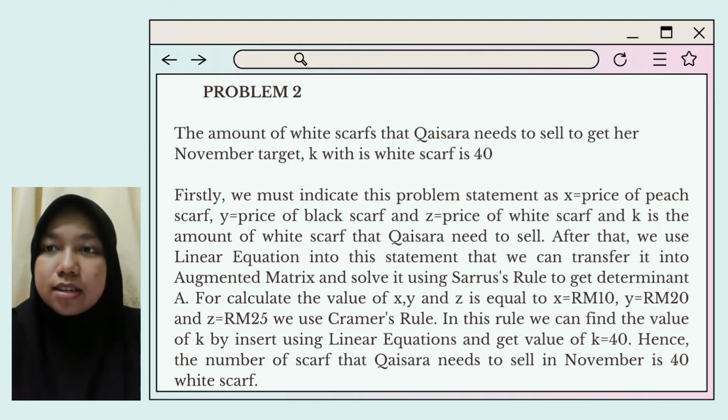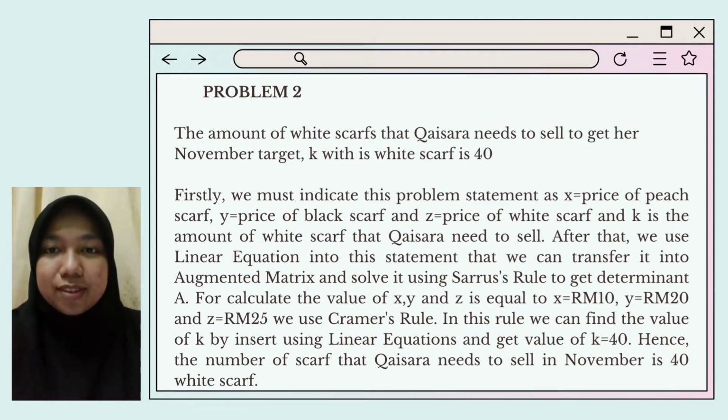To calculate the value of X, Y, and Z, where X is equal to 10, Y is equal to 20, and Z is equal to 25, we use Cramer's rule. In this rule, we can find the value of K by substituting into the linear equation, and the value of K is equal to 40. Hence, the number of scarves that Kaisara needs to sell in November is 40 white scarves.